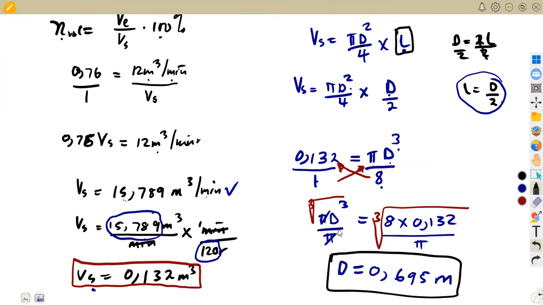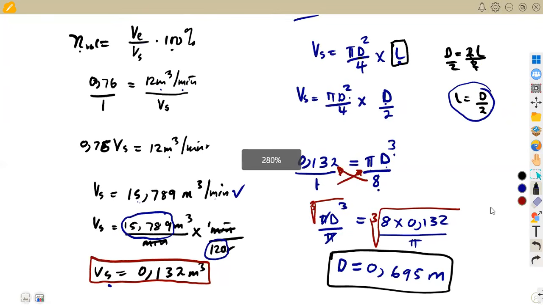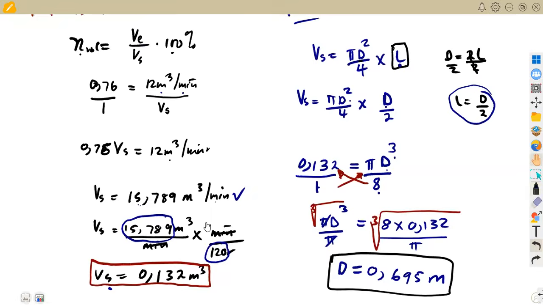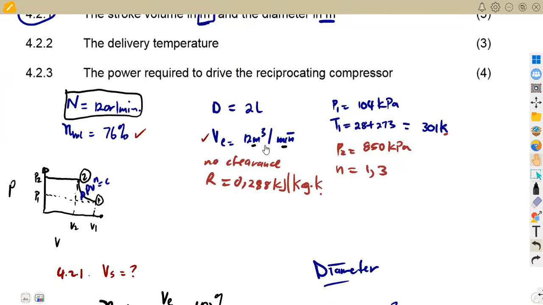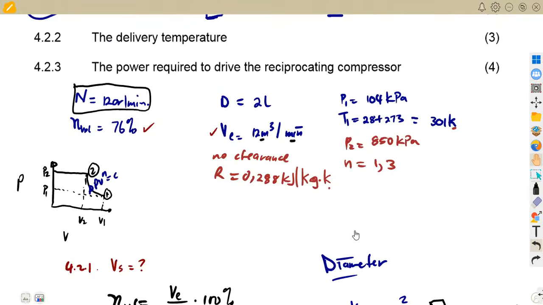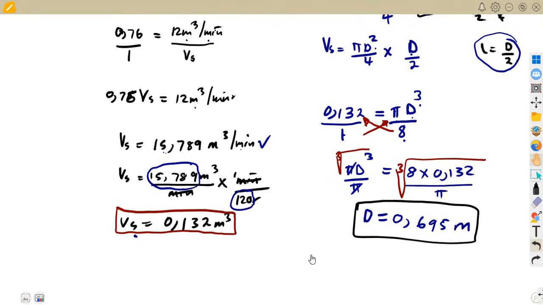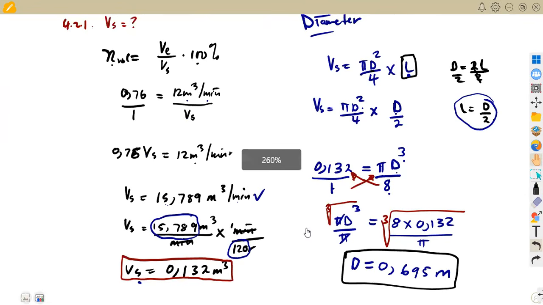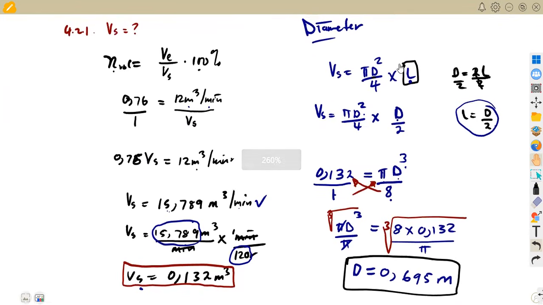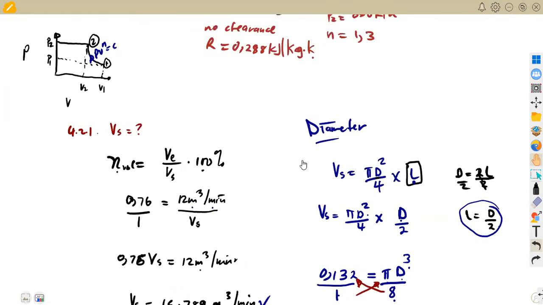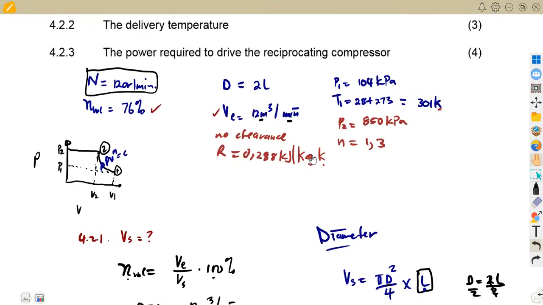Sometimes they might ask you to express this diameter in millimeters. You multiply by 1,000. In this case, it was in meters. So that is it. That is how you're supposed to answer the first question. Calculate the stroke volume. From there, you move on to the diameter. All right, let's check the other part of the question now.